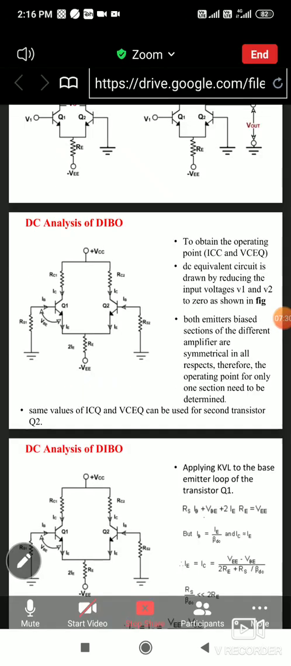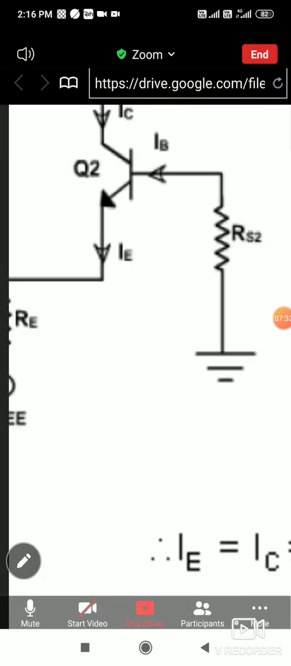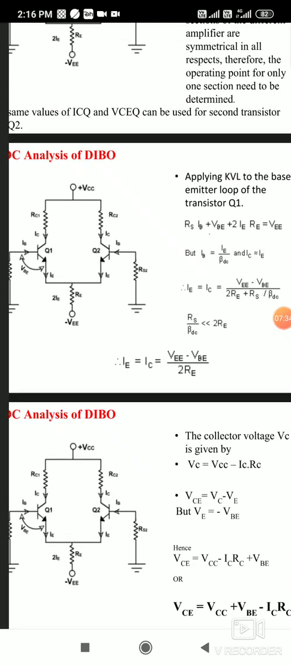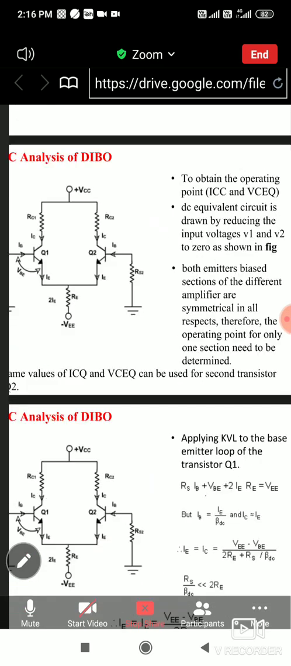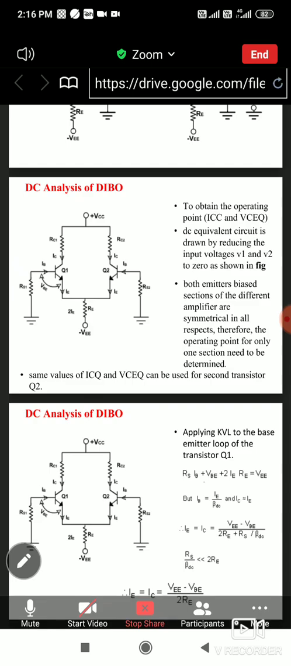Start now the DC analysis. So first of all, what is the DC analysis? You might already have learned it in ECAD.